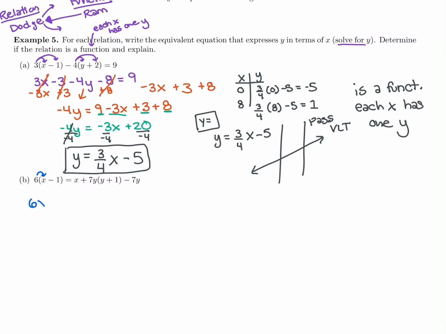So I have 6 times x is 6x. 6 times -1 is -6. Equals, I just have an x here, nothing to distribute there, but I have 7y times y, which is going to be 7y squared. And then 7y times 1 is 7y. And then I have a minus 7y at the end.